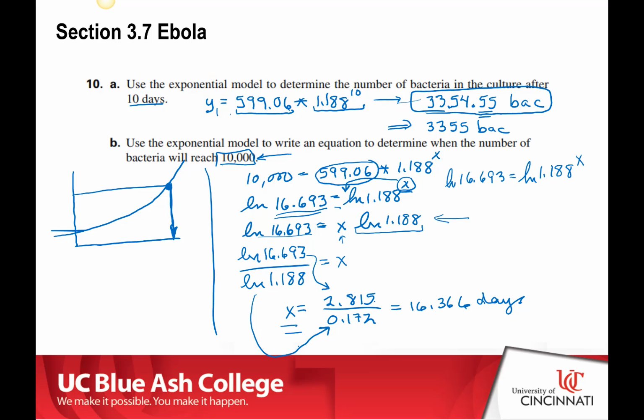Take the 2.815 divided by the 0.172, and this will give you a final value of 16.366 days.